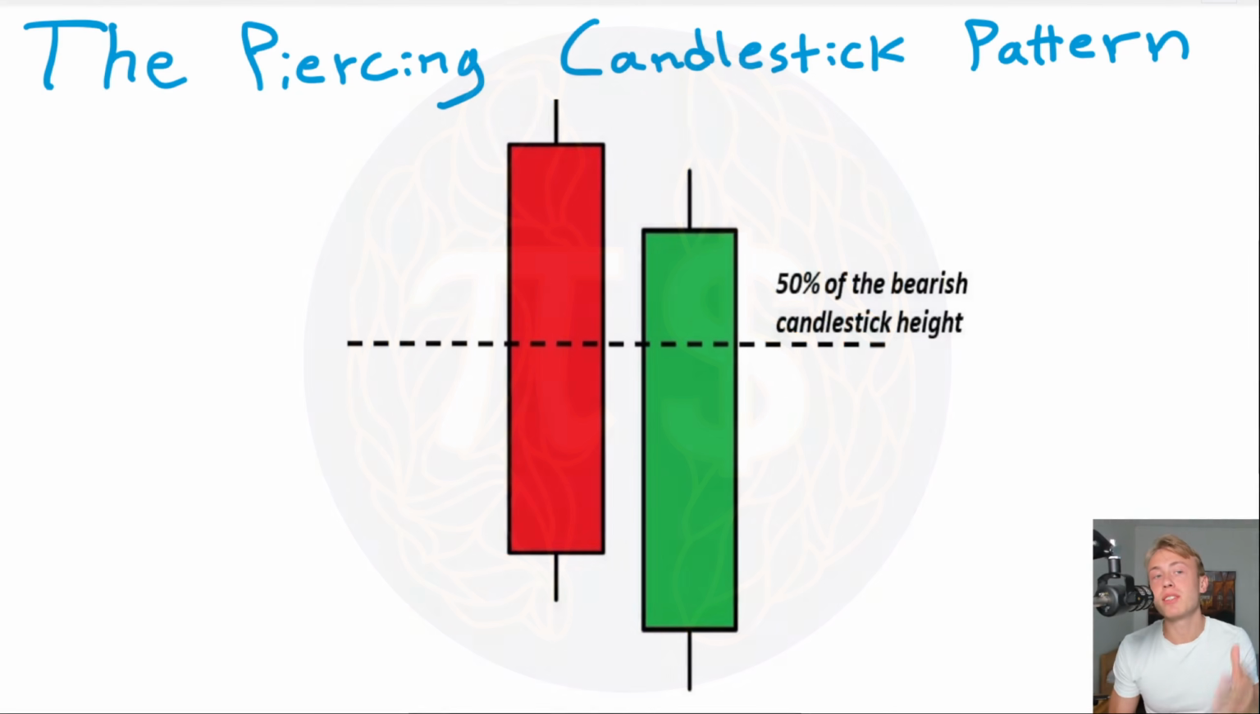So in this video it is time to take a look at the piercing candlestick pattern, and this is a bullish reversal pattern, meaning that it indicates a potential reversal to the upside. So in this short video we will quickly go over what defines the pattern and how we spot it on the chart, and then we will end the video off by taking a look at a real life example.